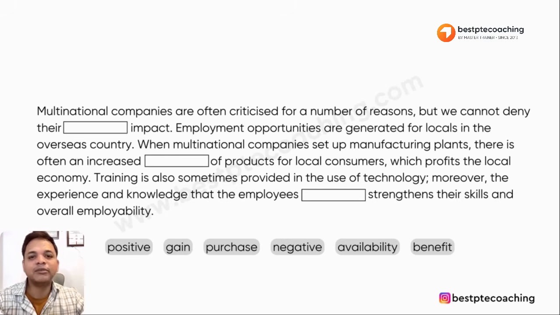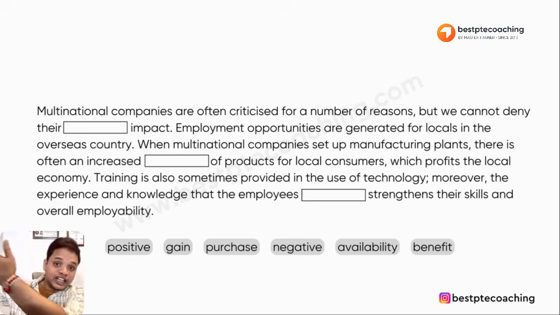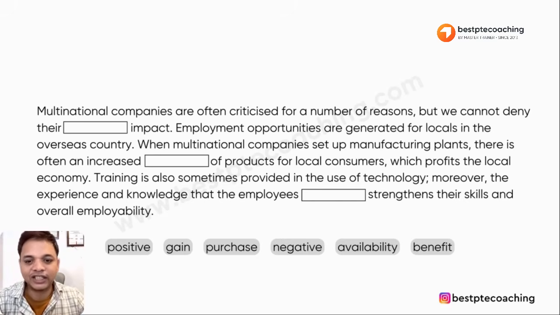So when the production is happening locally, since it is not getting imported from some other country, the availability of the products will be there for the local consumers. Consumers are the people who consume the product or service, right? Yeah. So availability of products for the local consumers. Look at the last one.